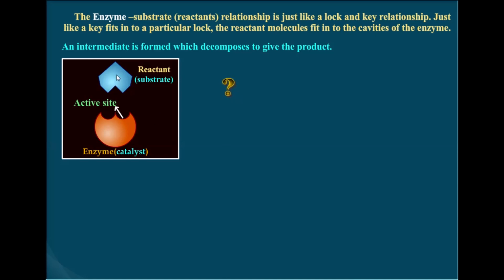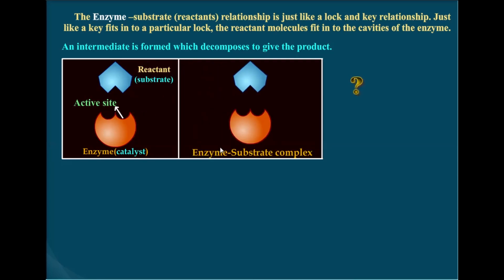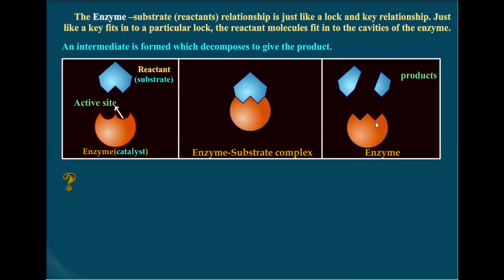As you can see in this picture, the reactant, shown in blue, is the substrate. The enzyme, which is the catalyst, is in orange, and the enzymes have active sites on them. The enzyme and the substrate will come closer and get bonded. Later the intermediate, that is the complex, is formed. This intermediate will decompose to products, and the enzyme, being a catalyst, is obtained back chemically and quantitatively unchanged.